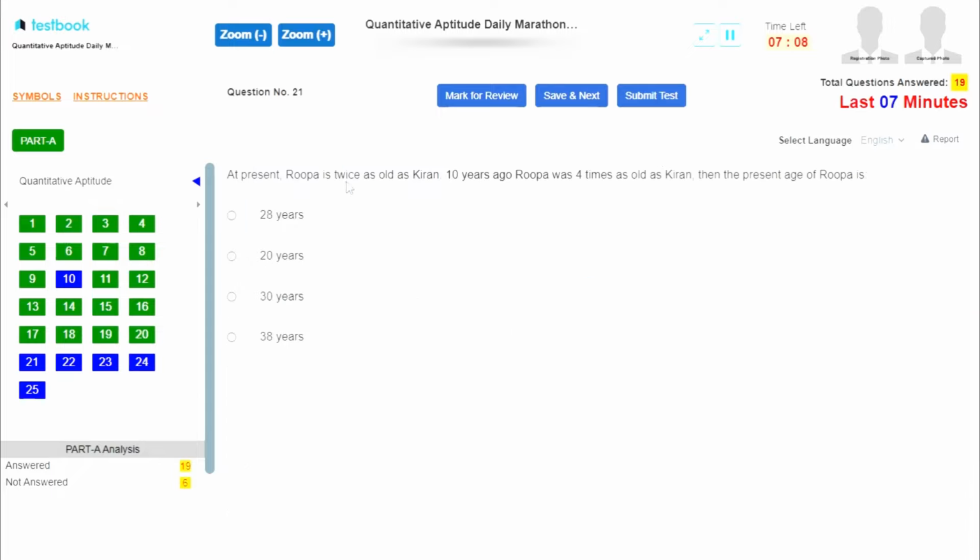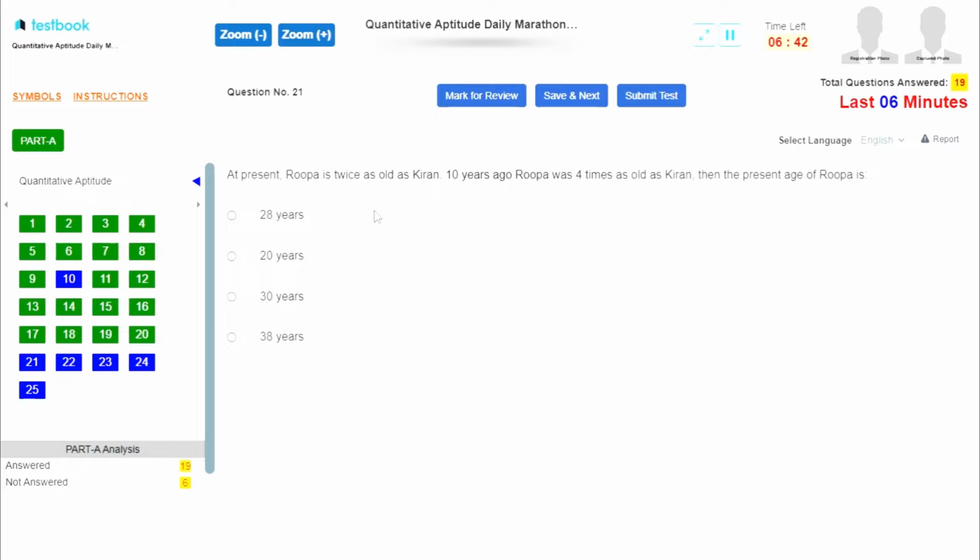At present Rupa is twice as old as Kiran. 10 years ago Rupa was 4 times as old as Kiran. Then the present age of Rupa is? Let's see the options. 28. Rupa is 28, Kiran will be 14. 10 years ago.